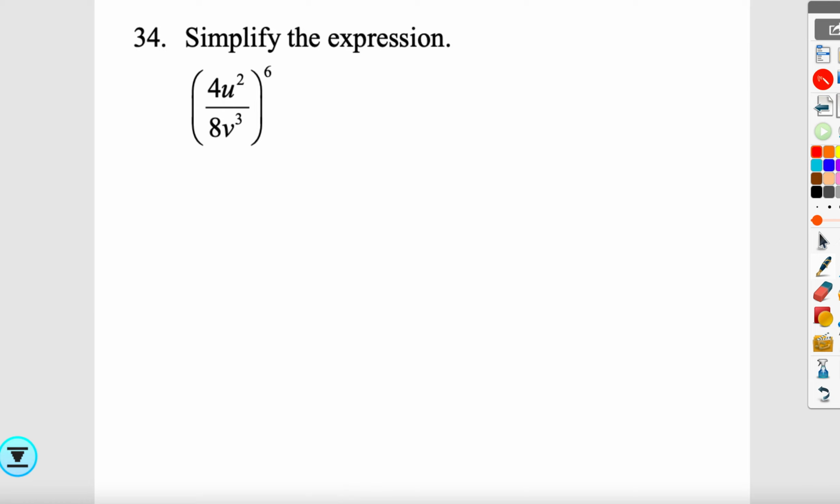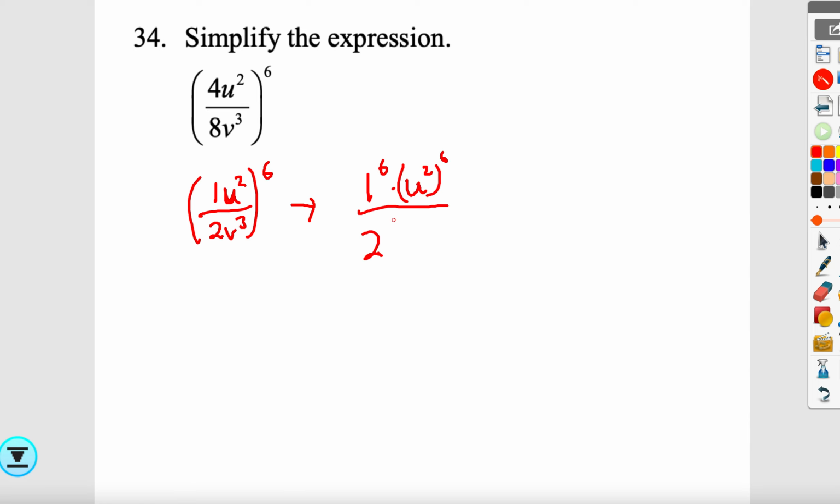Let's keep going. Number 34, simplify the expression 4u squared over 8v cubed to the 6th power. So I'm going to do that step I told you earlier. I'm going to simplify 4 over 8. So we know that's just going to become 1u squared over 2v cubed, all to the 6th power. So then we use the power, that quotient rule, right, with the exponent. So then we get 1 to the 6th power times u squared to the 6th power over 2 to the 6th power times v cubed to the 6th power.